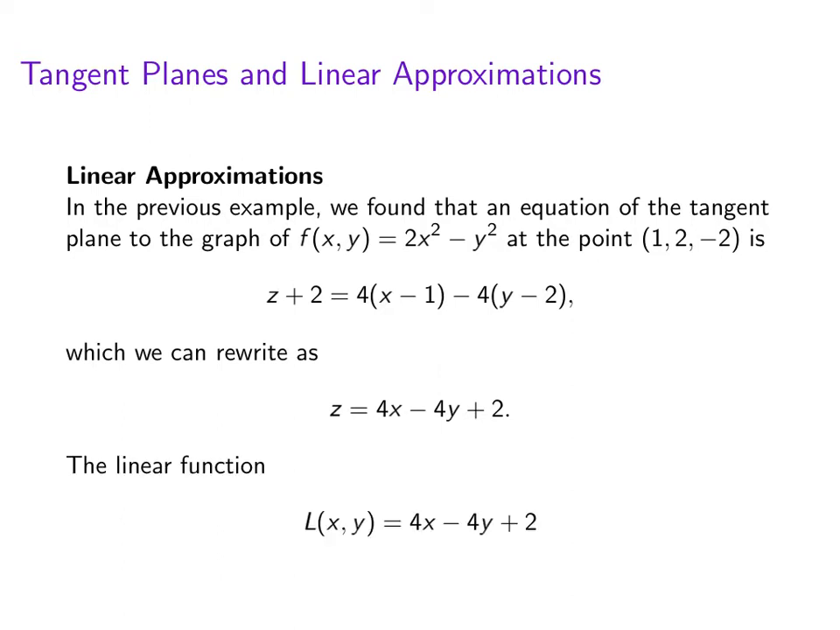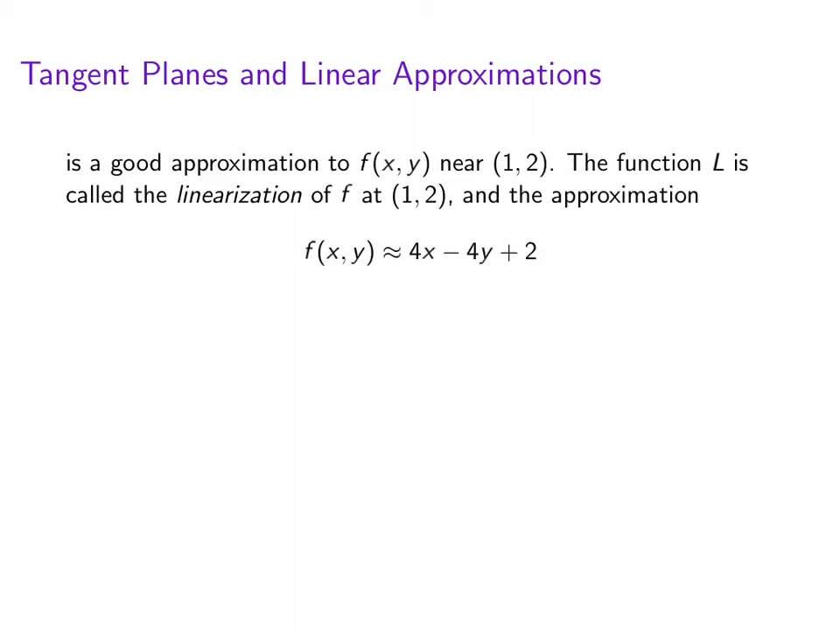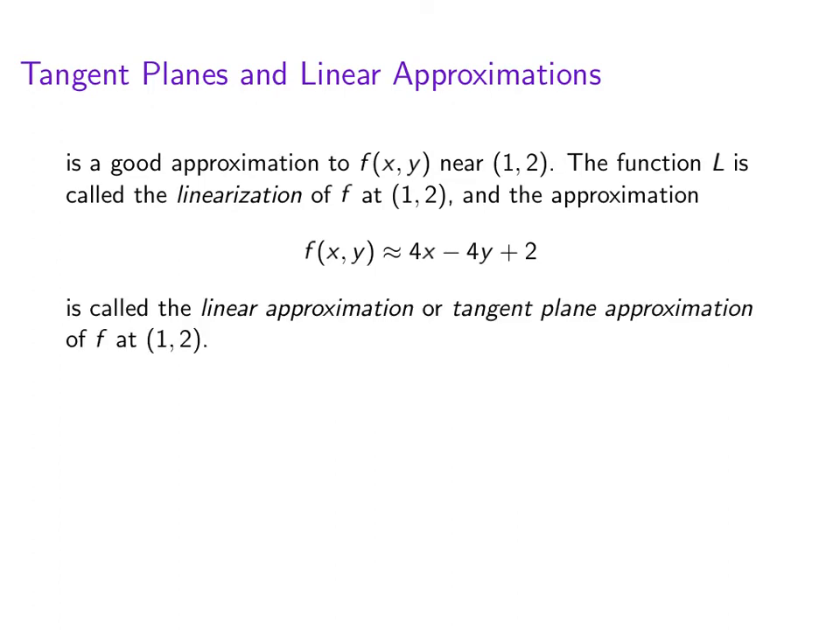Now, this linear function, 4x minus 4y plus 2, is a good approximation to f of x, y near the point (1, 2). The function L is called the linearization of f at the point (1, 2), and the approximation f of x, y being approximately equal to 4x minus 4y plus 2 is called the linear approximation or the tangent plane approximation of f at the point (1, 2). In Calculus 1, we would have called this a tangent line approximation.